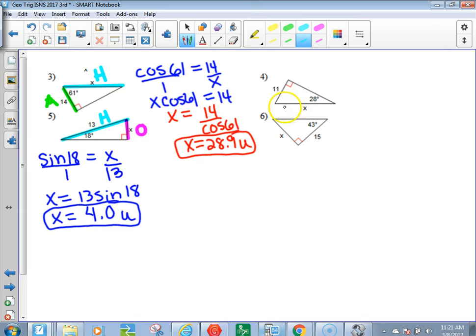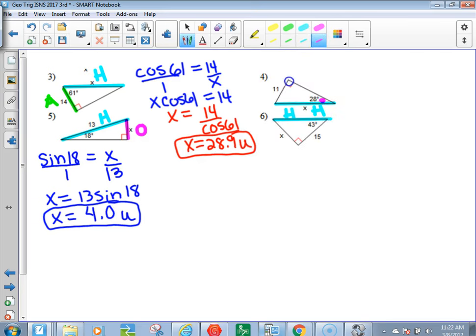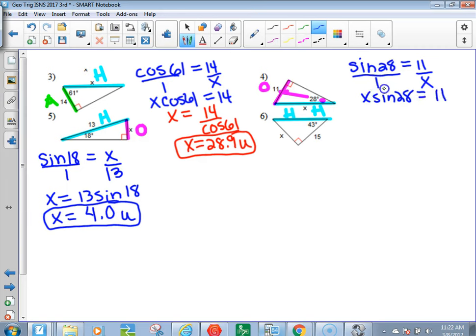Back to number 4, please. Across from the 90, there's an x, and it's the hypotenuse. Oh, well, that's nice that it's the hypotenuse on that side, too. All right. Coming from the 28, this side is across from it, so it would be the opposite leg. So I have another one that's sine. Yep. The sine of 28 equals opposite 11 over hypotenuse x. Uh-oh, x is on the bottom, so careful. X times the sine of 28 equals 11, which leads me to the division.